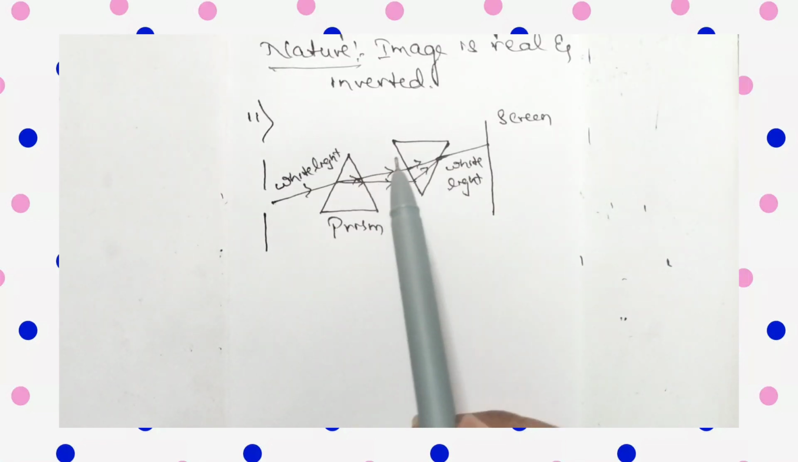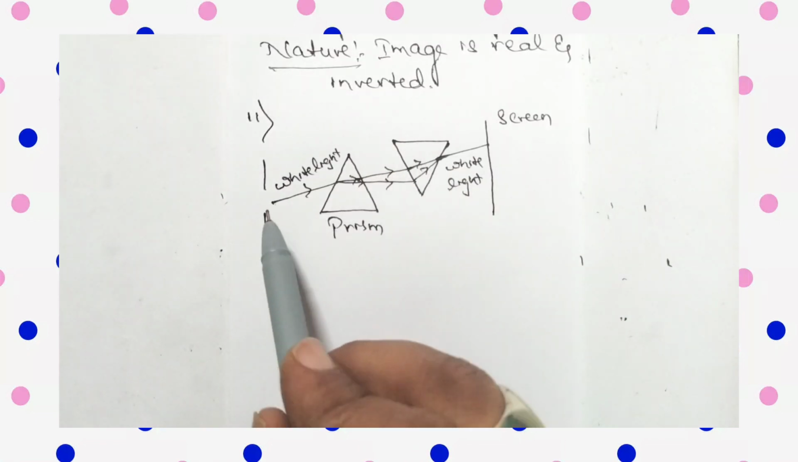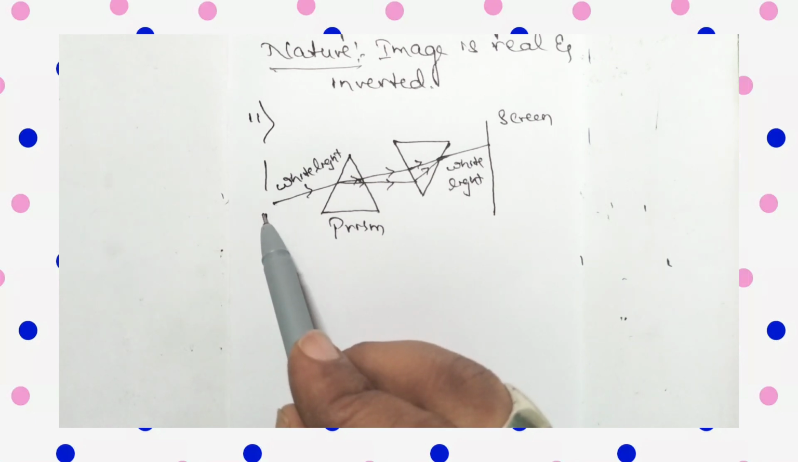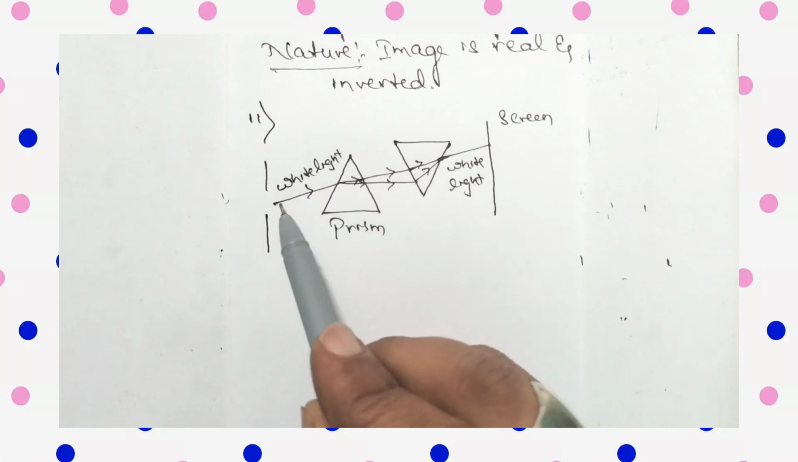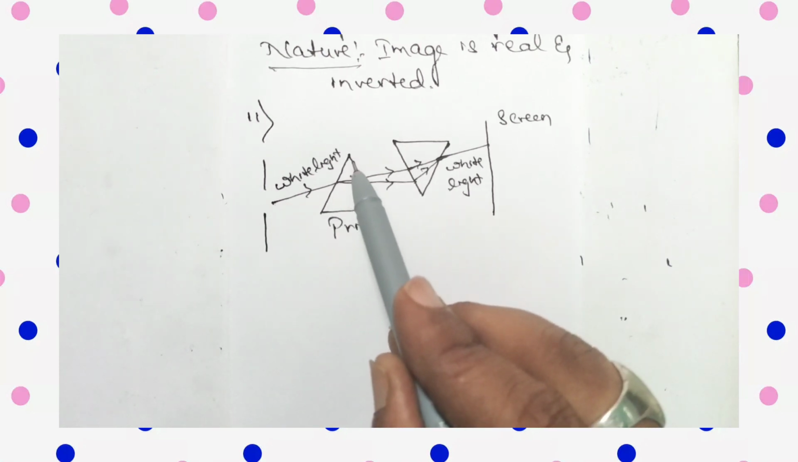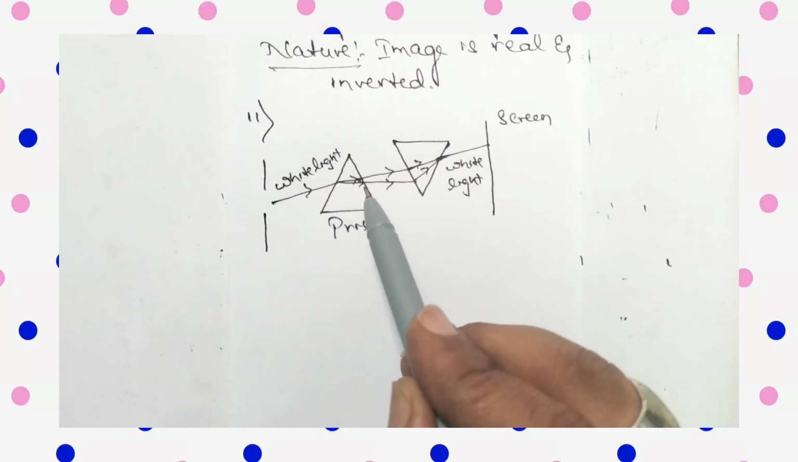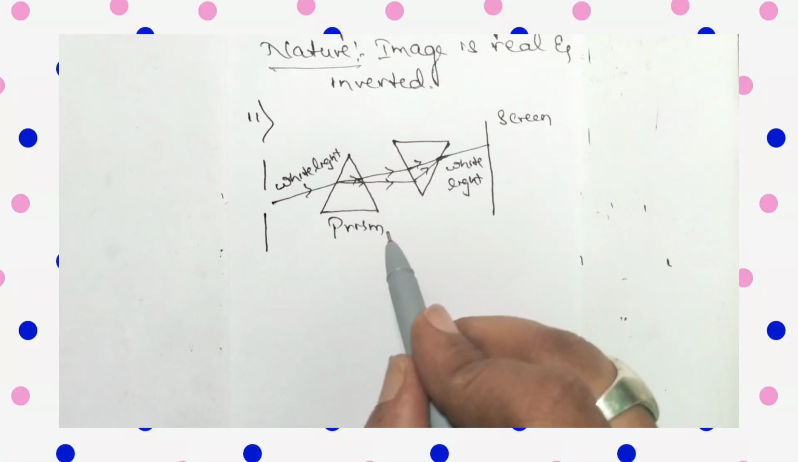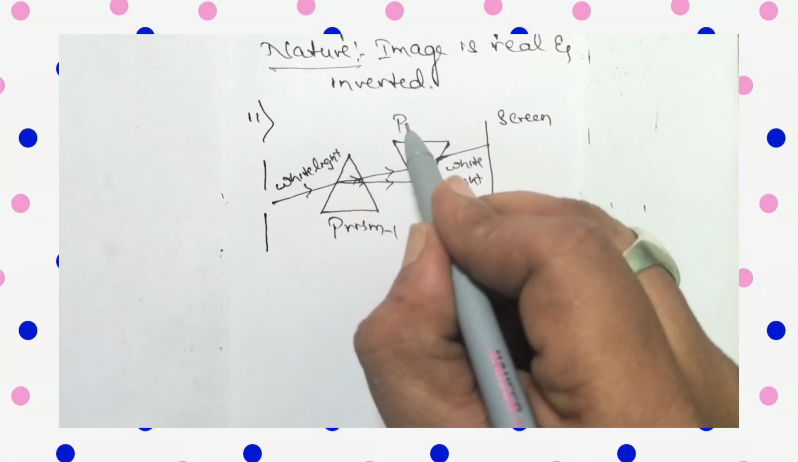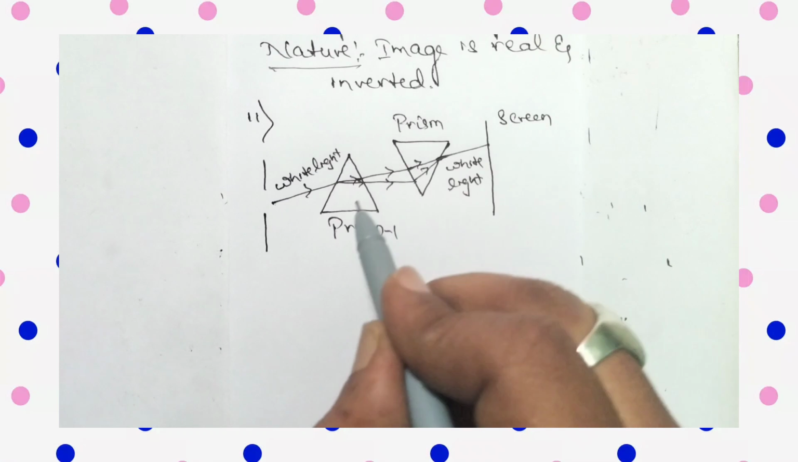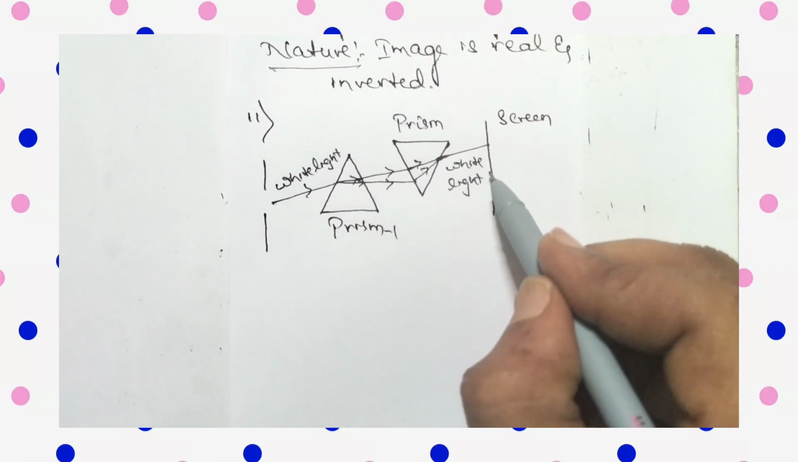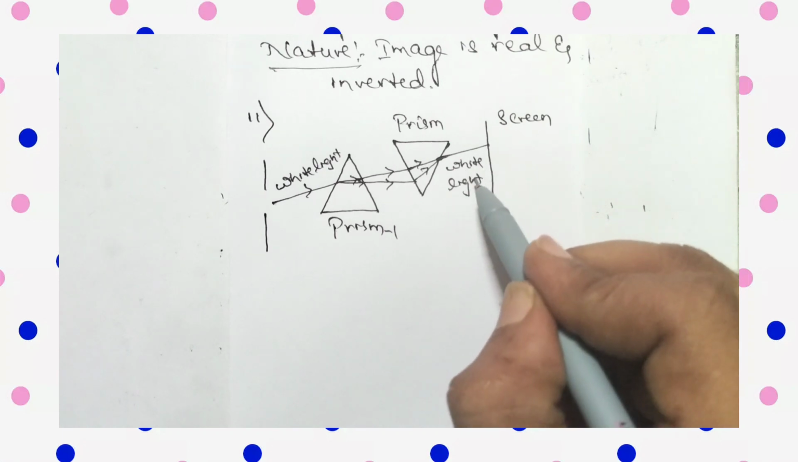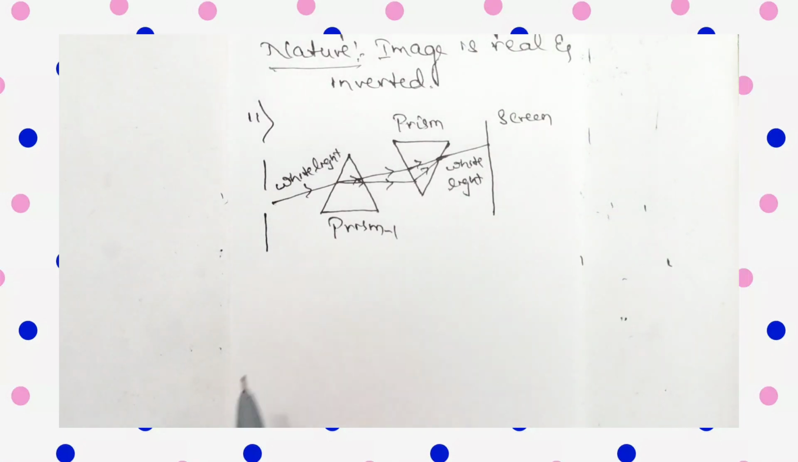So now Newton, what he has done is, through a small opening he made the white light pass, and he made that light fall on prism 1. This is prism 1 and this is prism 2. One prism is kept like this and another prism is kept inverted. This is the screen where he got the white light. Now let us explain this experiment.